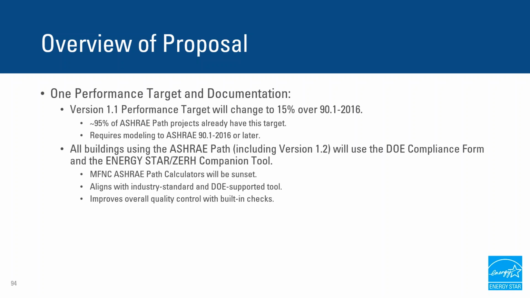And then for all buildings using the ASHRAE path, including version 1.2, we'll need to use the DOE compliance form and the Energy Star companion tool. So we will be able to sunset the ASHRAE path calculators and instead work with an industry standard and DOE supported tool.